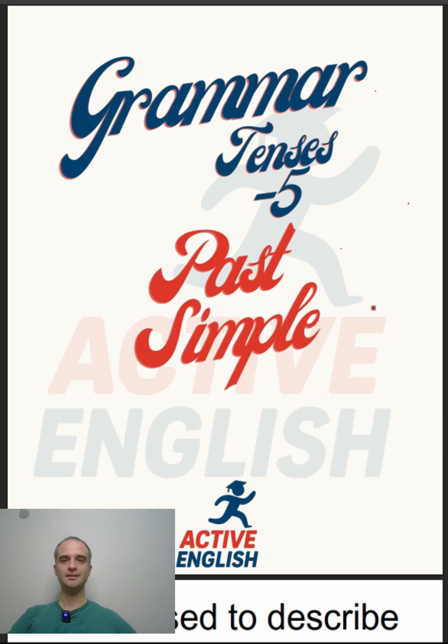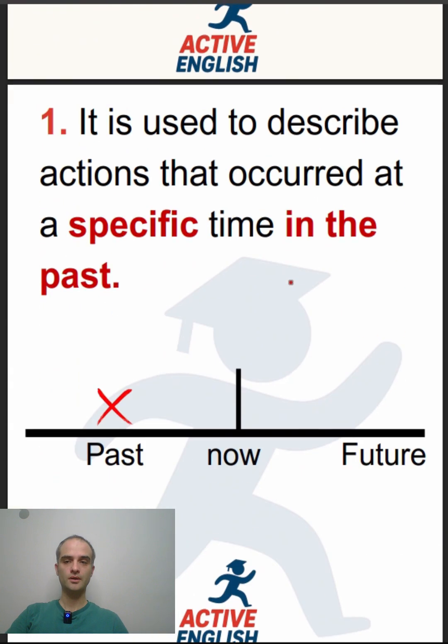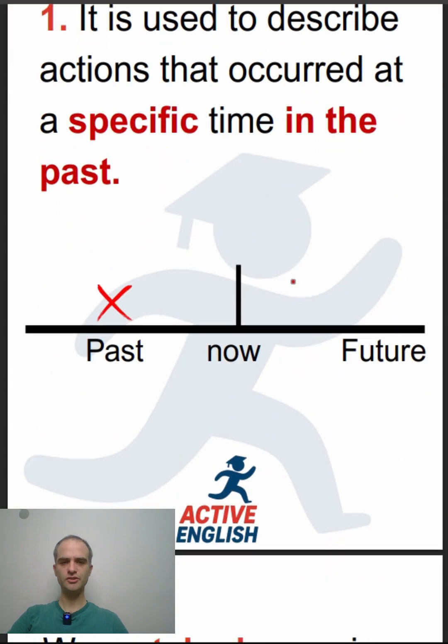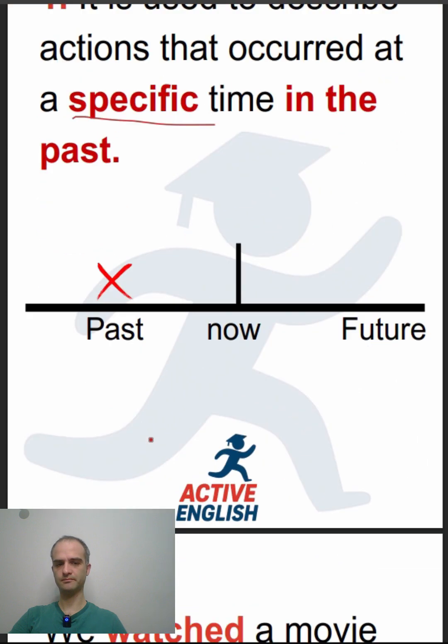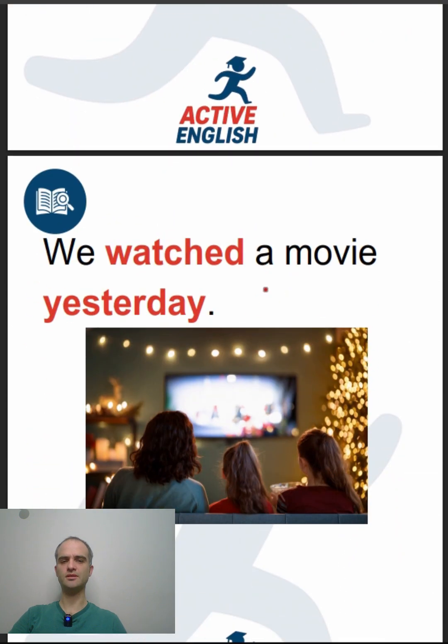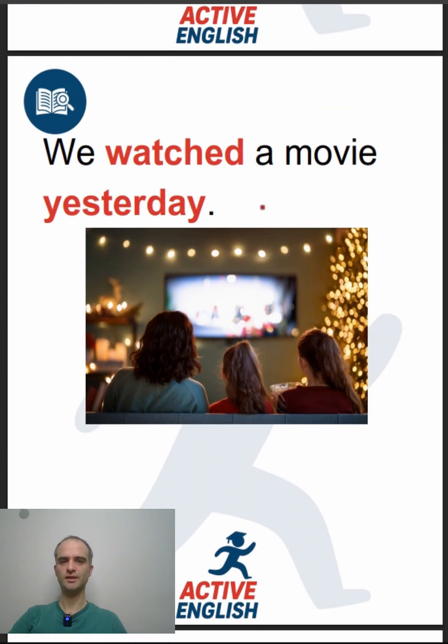Hi everyone. Today's topic is past simple, another tense that is important in terms of talking about the past, and it is the very basic one. So it is used to describe actions that occurred at a specific time in the past. As befits the name, it's a past tense, so it's quite understandable to be used in the past. We watched a movie yesterday.